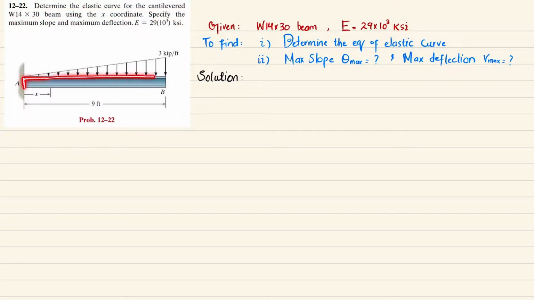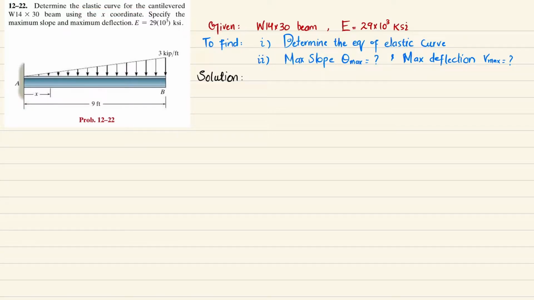So you can see this is a cantilever beam that has a fixed support at point A, and there is a uniformly increasing load of 3 kips per feet. Clear? Due to this loading, the beam will bend like this. What we have to find is the maximum deflection v max, and the slope, which is theta max, for this cantilever beam in terms of x, and we also have to find the elastic curve equation for this cantilever beam.